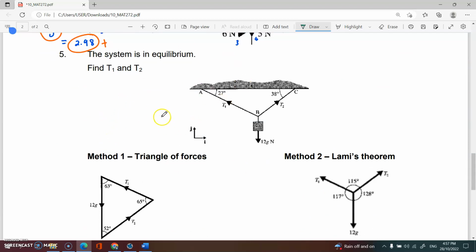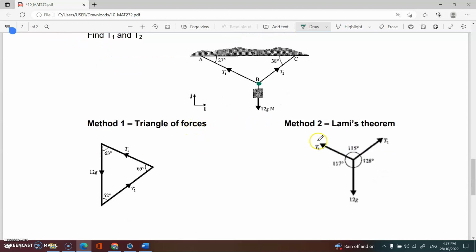Okay, for question number 5, the system is in equilibrium, and the figure has 3 arrows from one point B here. So there are 2 ways, by using the triangle of forces and also Lami's theorem. So I will continue this later in the next video.